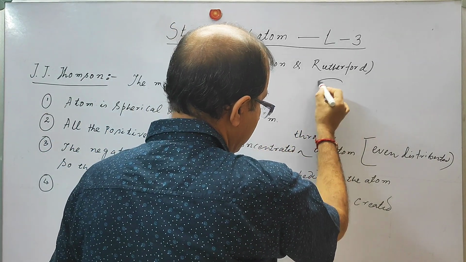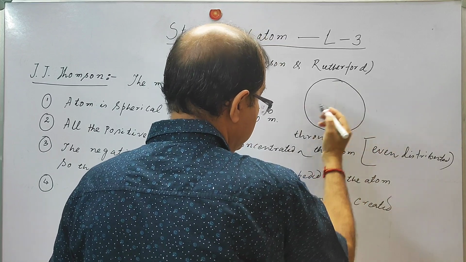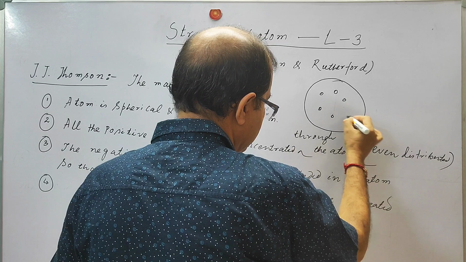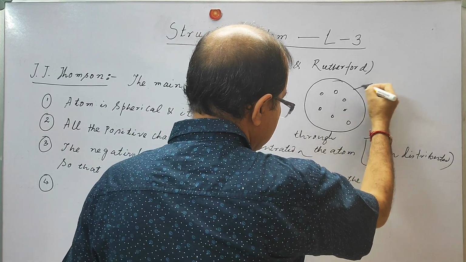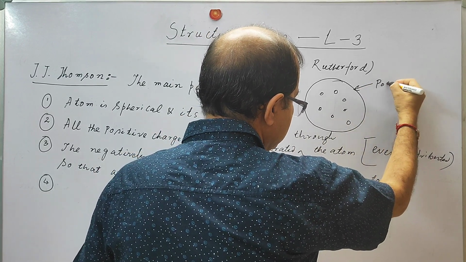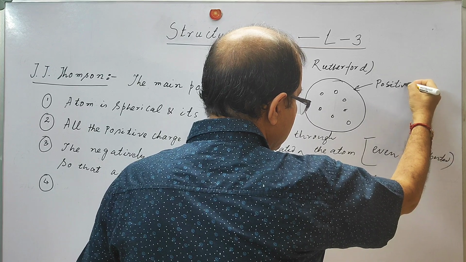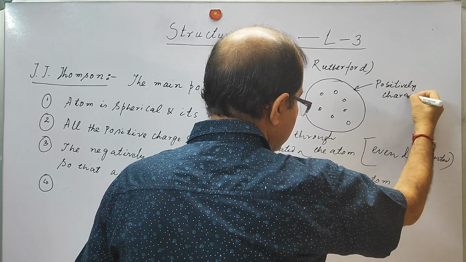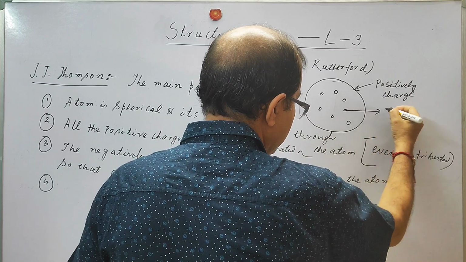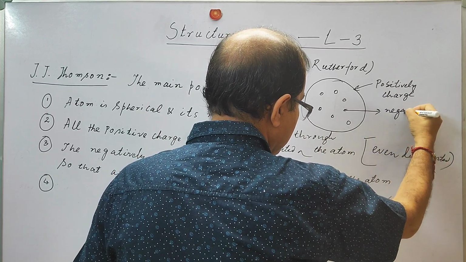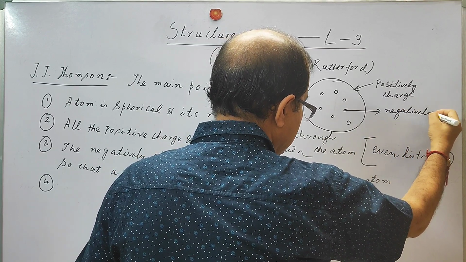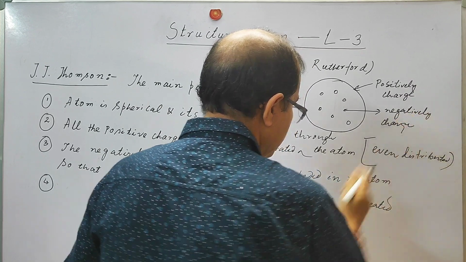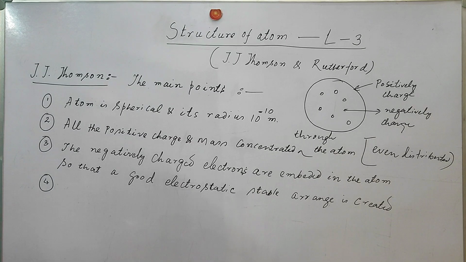You can visualize this atomic structure like this. A sphere, and this is positively charged, and here you can see the electrons. This is the positively charged sphere, and these are the negatively charged electrons. So you can understand from this model.